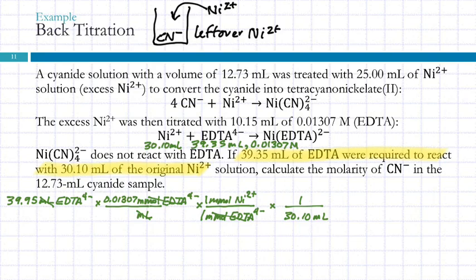So I've got 39.95 times 0.01307. I screwed that up. I should have brought my own calculator. 0.017347. Okay, say that again. 0.017347.